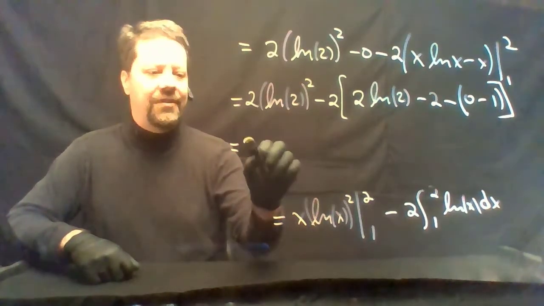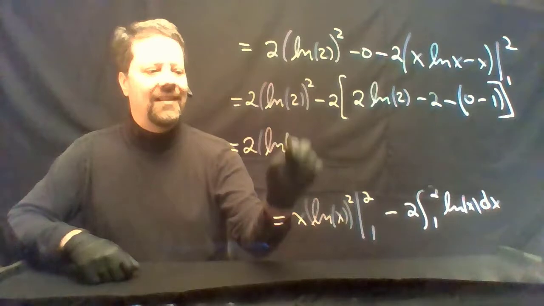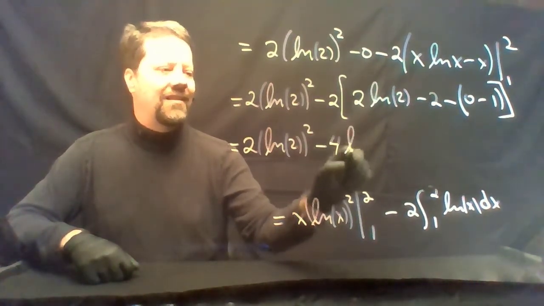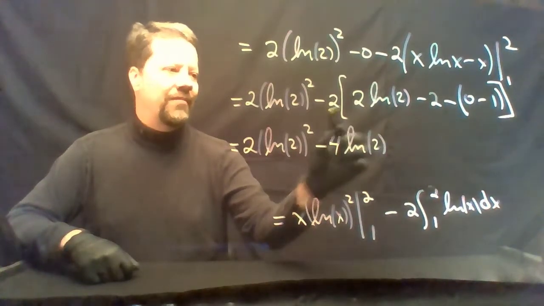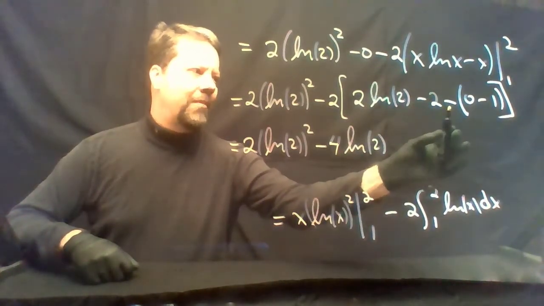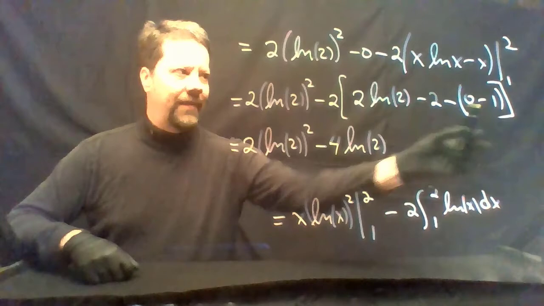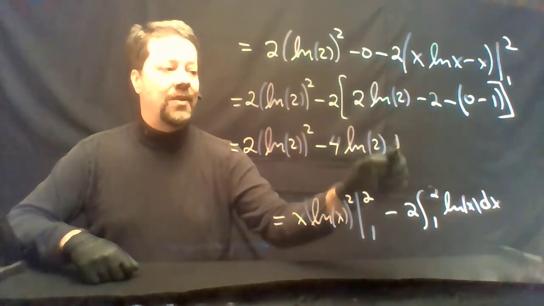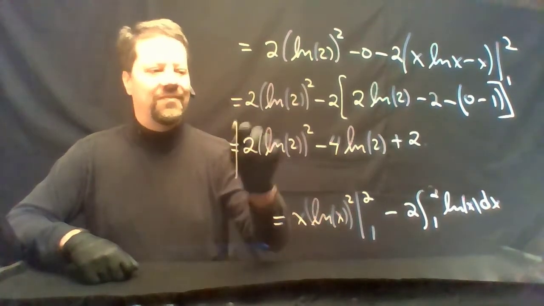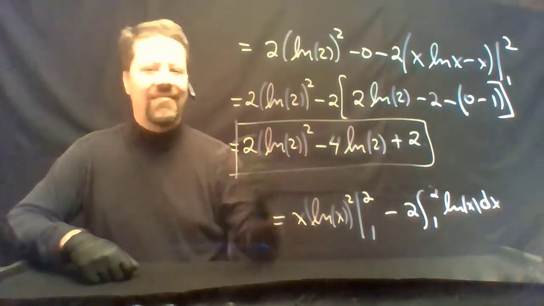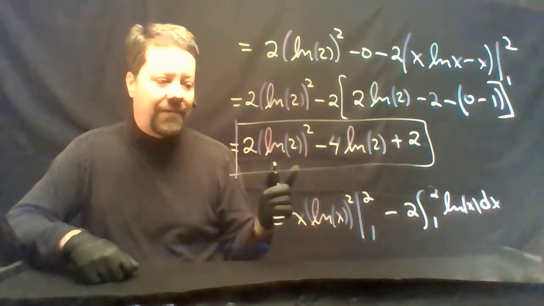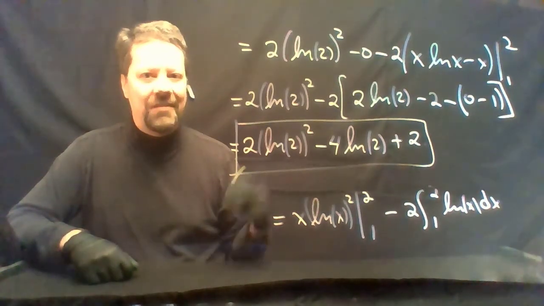Distributing, we'll have 2 ln of 2 squared minus 4 ln of 2. We have minus 2 minus minus 1. That's going to be minus 1. Times minus 2 is plus 2. There you have it. The volume of the solid of revolution found using the method of integration by parts.